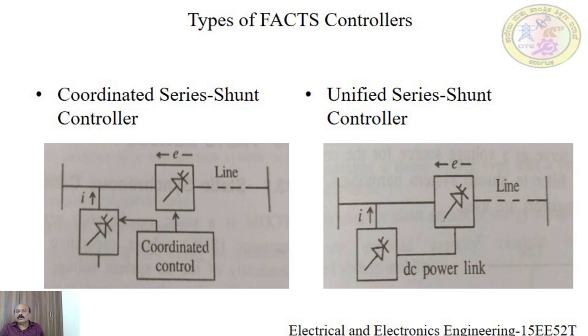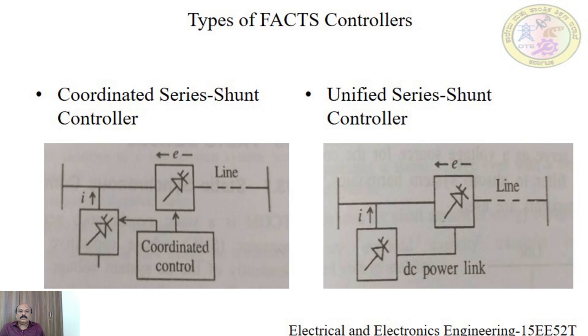In the case of the coordinated series shunt controller, we have two components, the series controller and a shunt controller, which are coordinated with a control system. The series controller injects the reactance voltage in the series part of the line, whereas the shunt controller injects current in the line at the point of connection. This may be done with a coordinated control system. The other one is the unified series shunt controller.